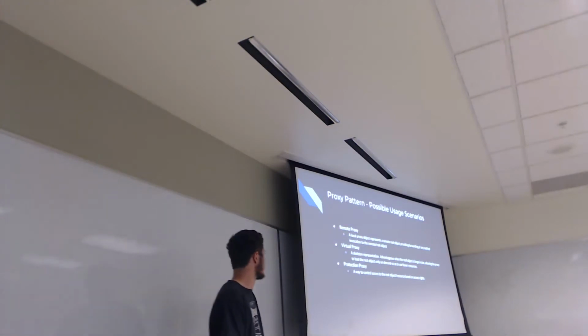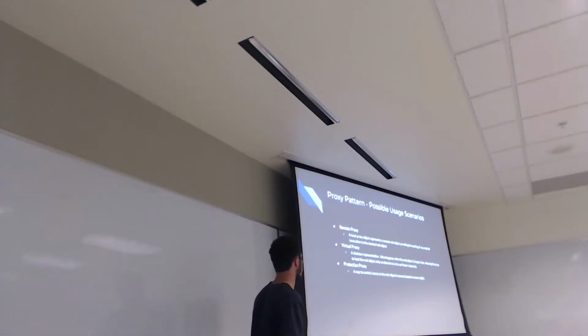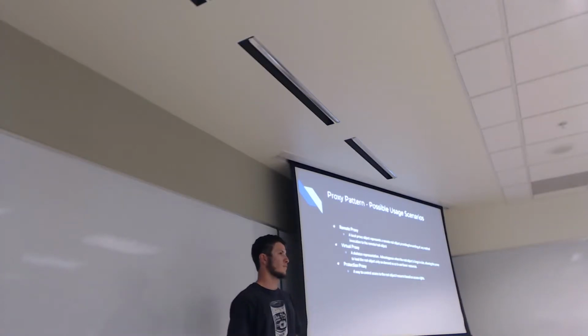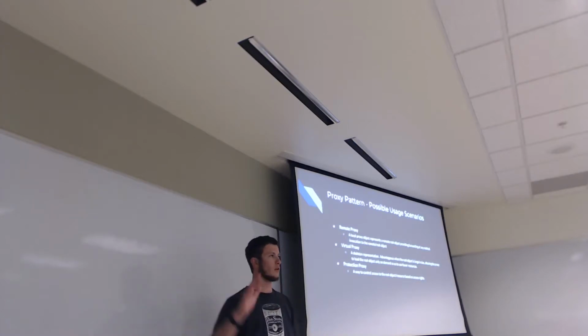And here are the most common usage scenarios. So a remote proxy, where basically the method invocation is forwarded, like I just said. There's a couple of usages for that, like the virtual proxy, where there's a massive resource and you don't want to load it all into memory to save resources. So you only load it when the proxy object is called, and then the proxy object will actually call the real object.